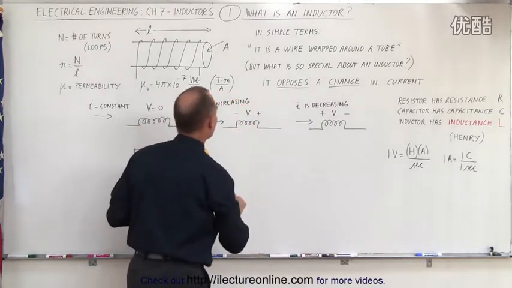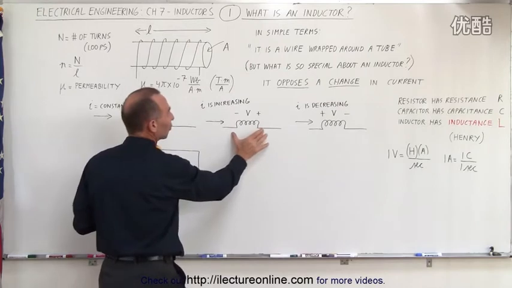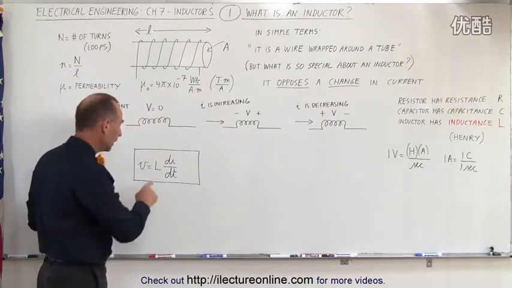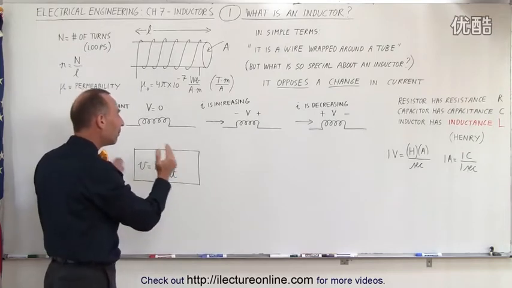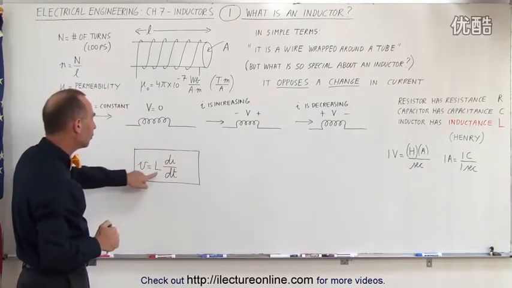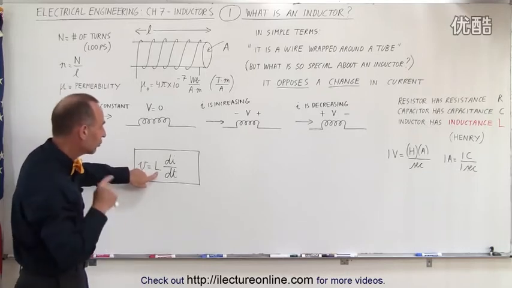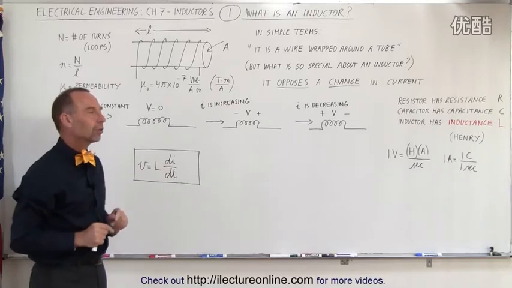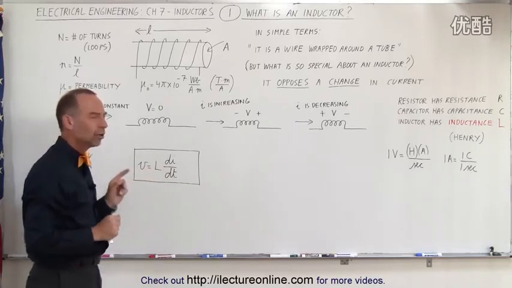So that's how we look at inductors. There's only potential difference across an inductor if the current is actually changing. Here's the equation that defines how much the voltage is across an inductor. It's equal to the inductance, L, the inductance of the inductor, times the rate of change of the current through the inductor. Now, what do we mean by inductance?